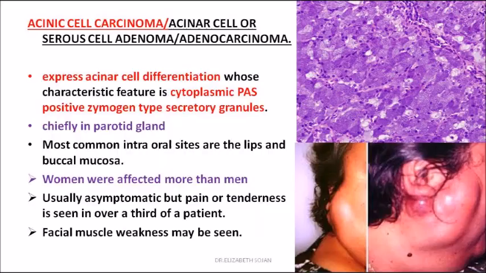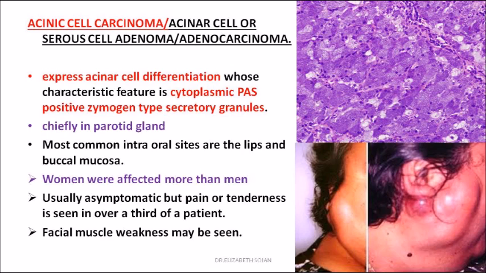So note that point. Now coming on to acinic cell carcinoma, which can also be called acinar cell carcinoma. Why it is important for MCQ is because it contains mainly acinar cells. They express acinar cell differentiation, and cytoplasmic PAS positive zymogen type secretory granules can be seen. The characteristic feature is the presence of cytoplasmic PAS positive granules. PAS means periodic acid Schiff. If you do periodic acid Schiff staining, what you can see in this tumor is zymogen type secretory granules which are positive.